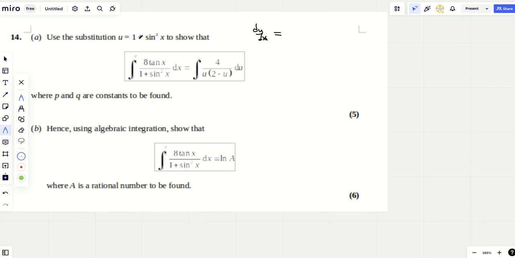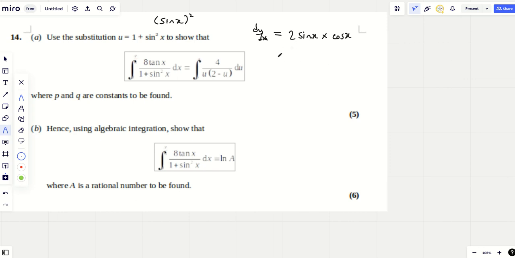Yeah, and we're going to get 1 differentiating to 0, and then sine squared x differentiates to, think of it as sine x all squared, it differentiates to 2 sine x. Oh, and you need to differentiate inside the brackets, cos x. Yeah. Okay, so that's what we've got.